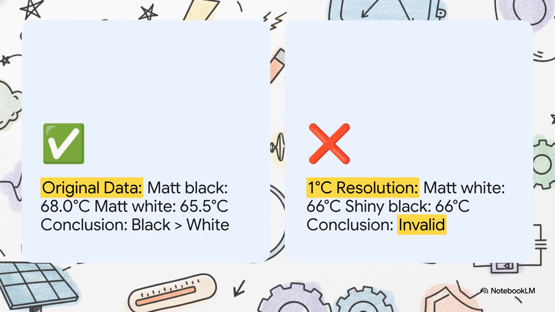With the original sensitive detector, matte white was 65.5 and shiny black was 66.3 degrees. But with a detector that only reads to the nearest degree, that 65.5 would round up to 66 and the 66.3 would round down to 66. Suddenly, it looks like a white surface and a black surface are giving the exact same reading. This makes the student's conclusion that black surfaces always emit more, well, invalid. If you explain that rounding issue and the impact, you get both marks.